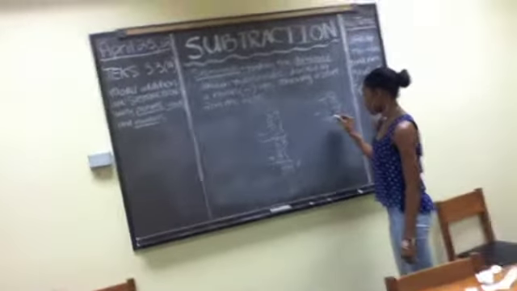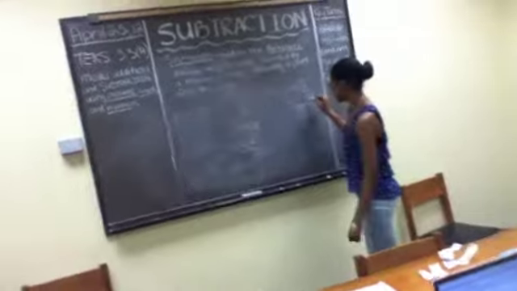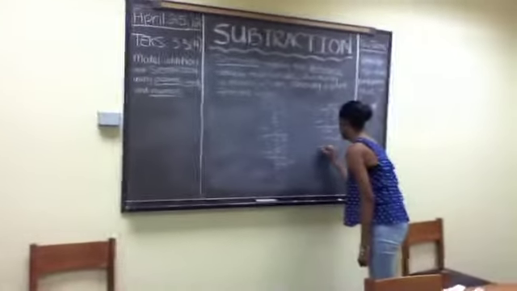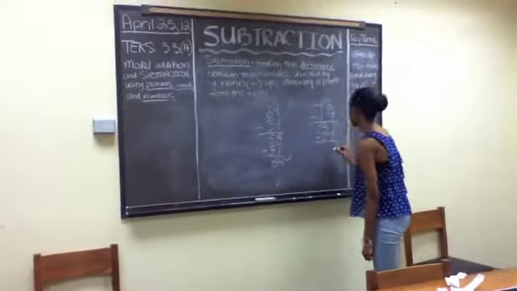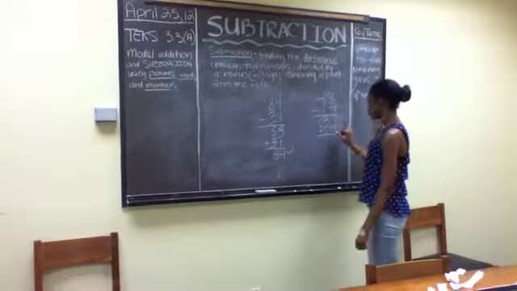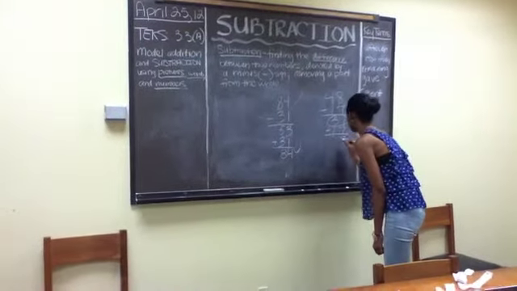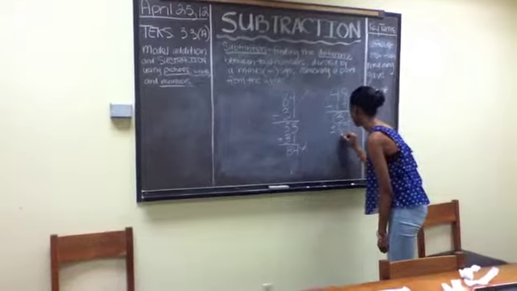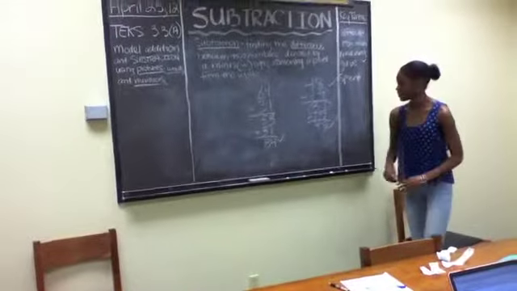So once again, we're going to take 17 and add it to 31, and we should come up with 48. So 1 plus 7 equals 8, and 3 plus 1 equals 4. And we know it's correct because we have 48.